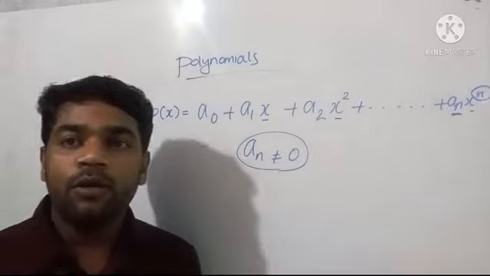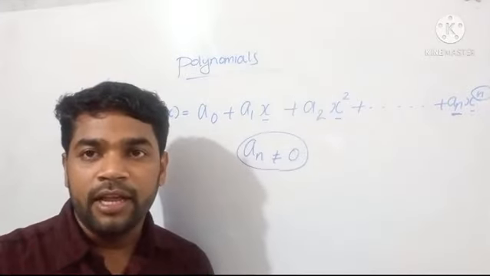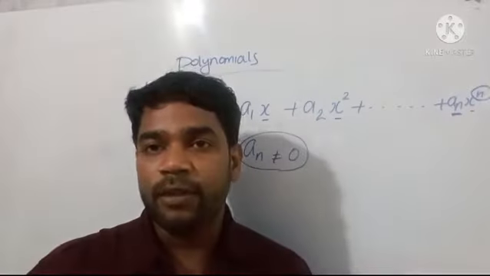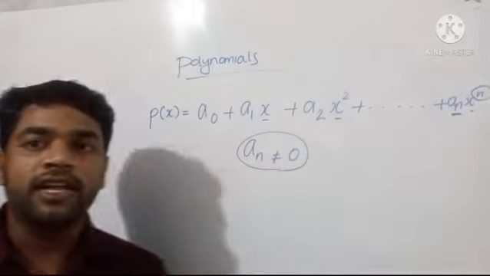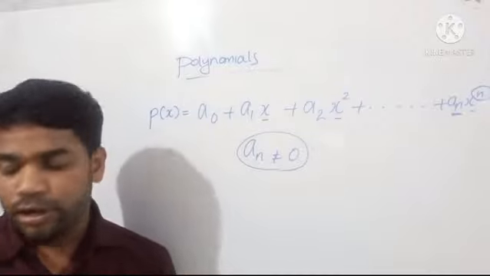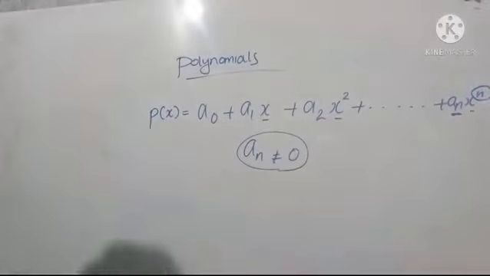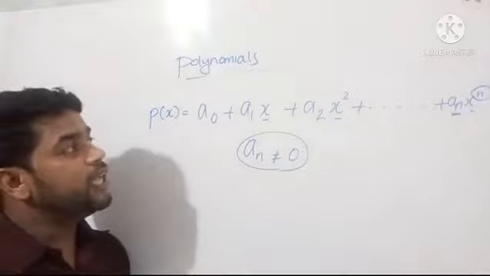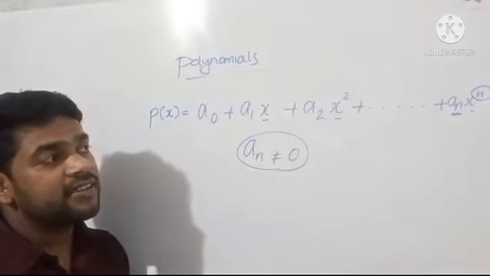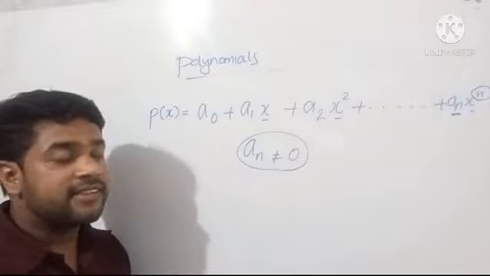I think you know how to find the degree of a polynomial. See, the highest power of the variable is called the degree of the polynomial, which we studied already. So for an expression of the form p of x is equal to a0 plus a1x plus a2x square plus etc plus an x raised to n, the degree is n.